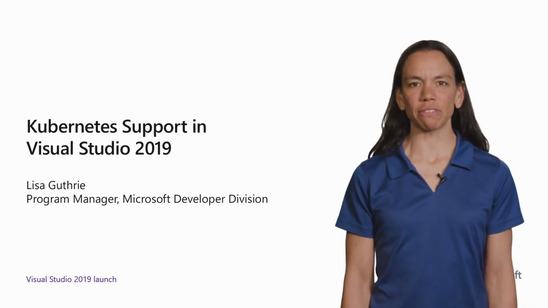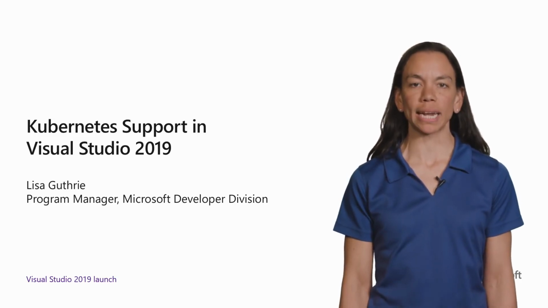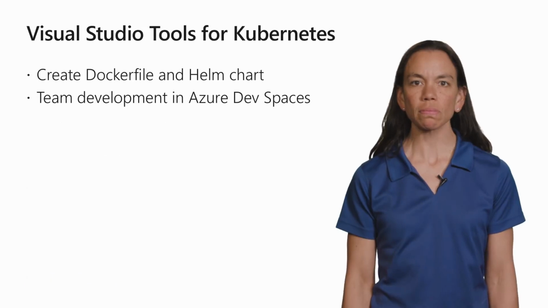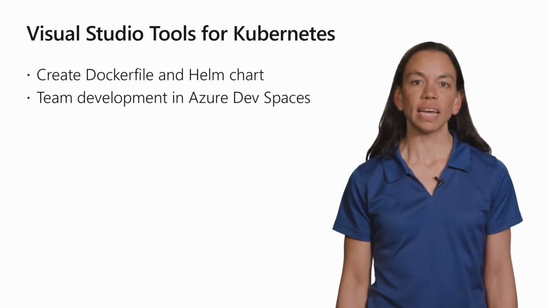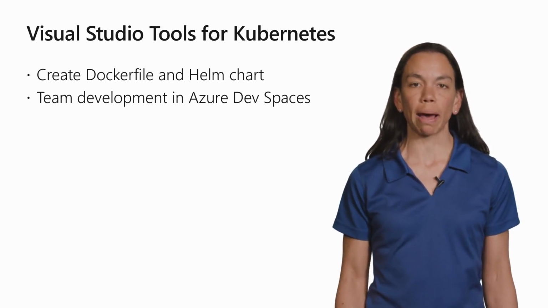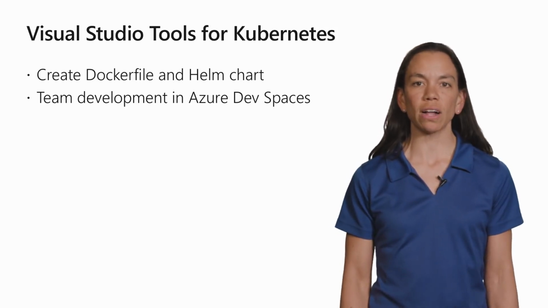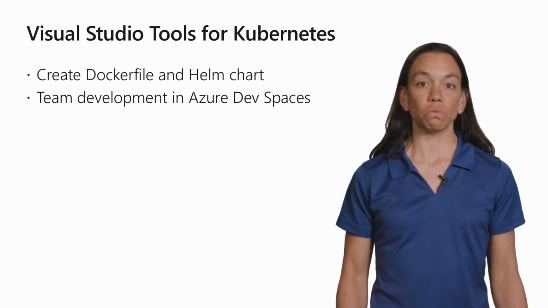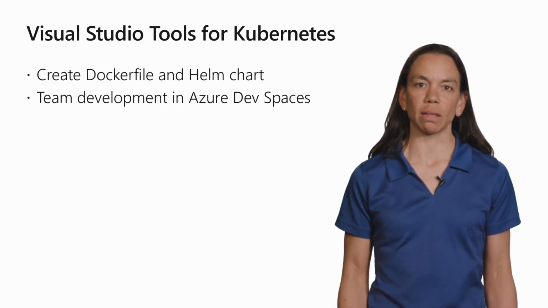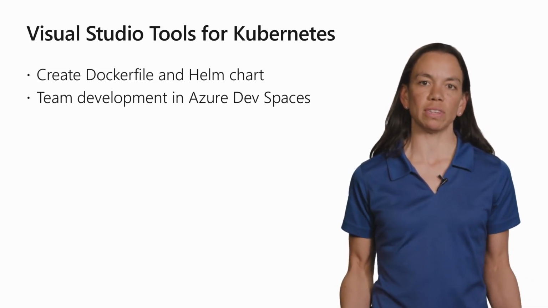I'm a program manager in Microsoft Developer Division, and I'm here today to talk about some new functionality we've added around Kubernetes in Visual Studio 2019. Specifically, there are two main features that we've added to make it really easy for you to develop applications that target Kubernetes. We have the ability to create a Docker file and Helm charts for you to run your application in a Kubernetes cluster. And we also have the ability to very easily run your application and do team development in Azure Kubernetes Service with Azure Dev Spaces. And I'll run through both of these features today.